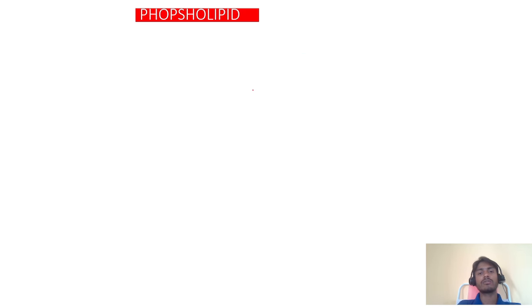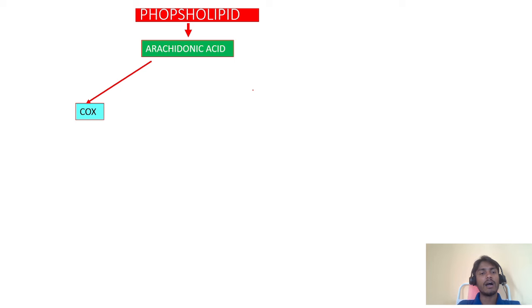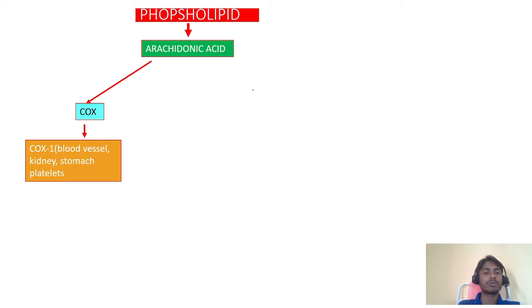Next comes the phospholipids. Phospholipid present in the cell membrane can be converted into arachidonic acid. Again, arachidonic acid can be converted into different types of prostaglandins in the presence of the enzyme COX. Two types of COX enzyme are there. Cyclooxygenase we can call COX.